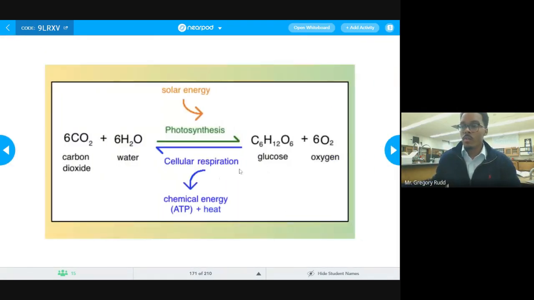And we can also witness that cycle here in the chemical reactions. If we go from left to right, we can see the chemical equation for photosynthesis. If we go from right to left, we see that one for cellular respiration. So I really encourage you guys to think about it this way. Take a picture of this if you really need to study it to understand it.